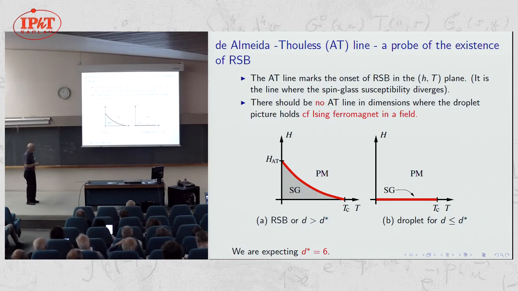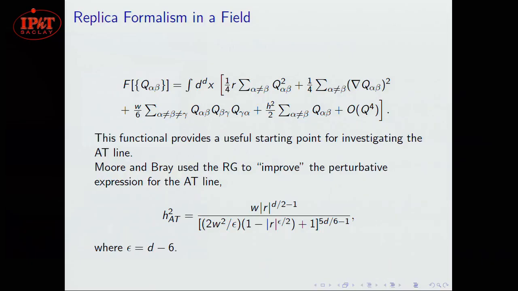Now in the droplet picture, putting on a field kills the transition, just as it does in the ferromagnet. There's no phase transition in the droplet model in a field. And I'm arguing that this transition between here and here takes place at a certain dimension, and I think it is 6 dimensions. Well, can we see any argument for that within perturbation theory?